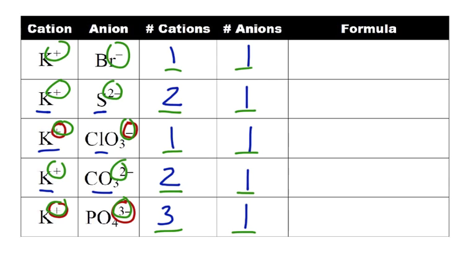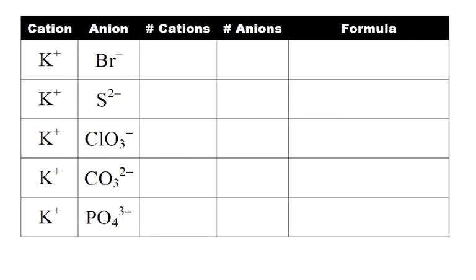If I have 1 potassium and 1 bromide, then I'm going to, you know what, I'm going to go and clean this page up a little bit. It's a little bit messy. And I'll say clear the ink. Okay, so I'm going to go back just really quickly and say I need 1 and 1. I need 2 and 1. I need 1 and 1. I need 2 and 1. And I need 3 and 1.